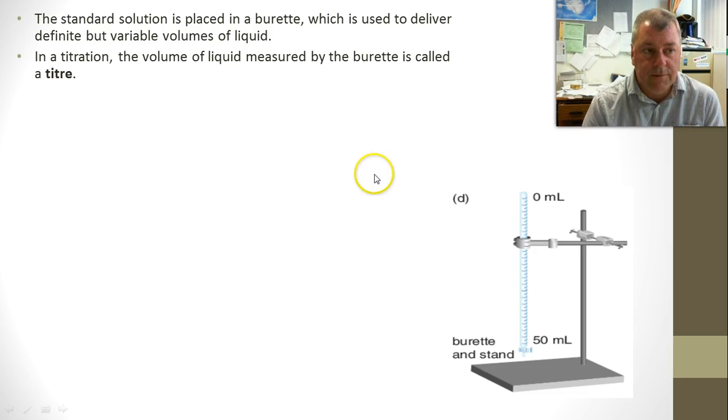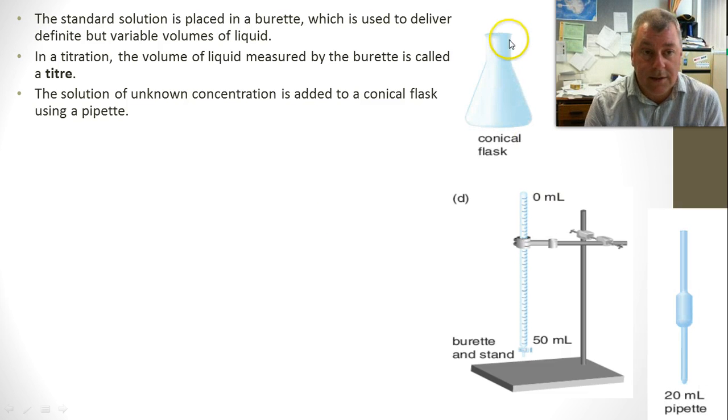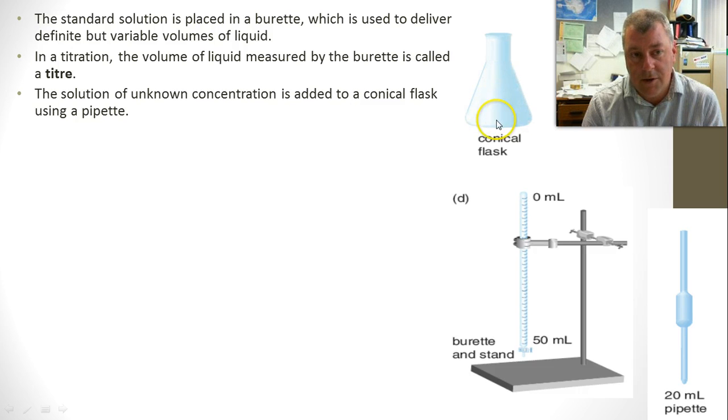In a titration, the volume of the liquid measured in the burette is called the titre. So this would be how much you use is the titre. The solution of unknown concentration is added to a conical flask using a pipette. Do we know what a pipette is? Well, that's a conical flask. We've used these before, and these are specifically designed for titrations to avoid splashing. Because you have a liquid down here, you're adding drops, and the drops will splash up onto the side and you can wash them down easily.